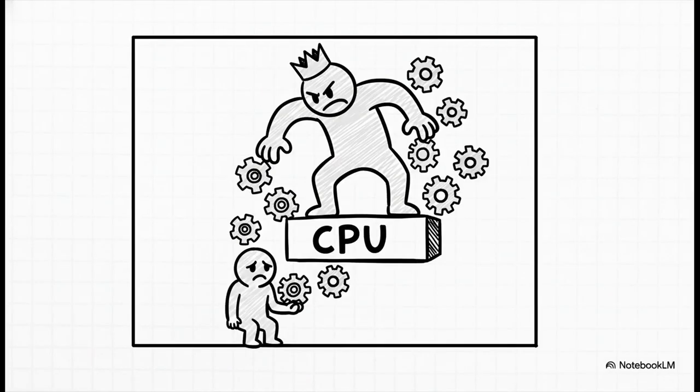A classic cause of this is misusing thread priorities. If you set one thread to the absolute highest priority and another to the lowest, the system scheduler might favor that high priority thread so much that the low priority one pretty much never gets a chance to run. It's effectively being starved of any CPU time.